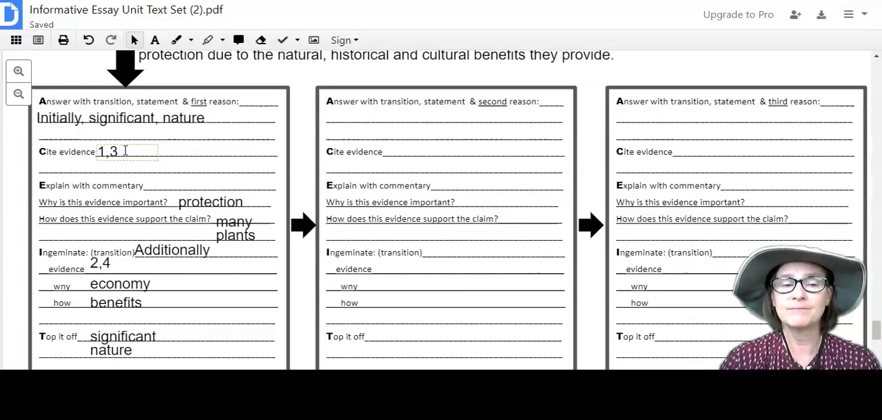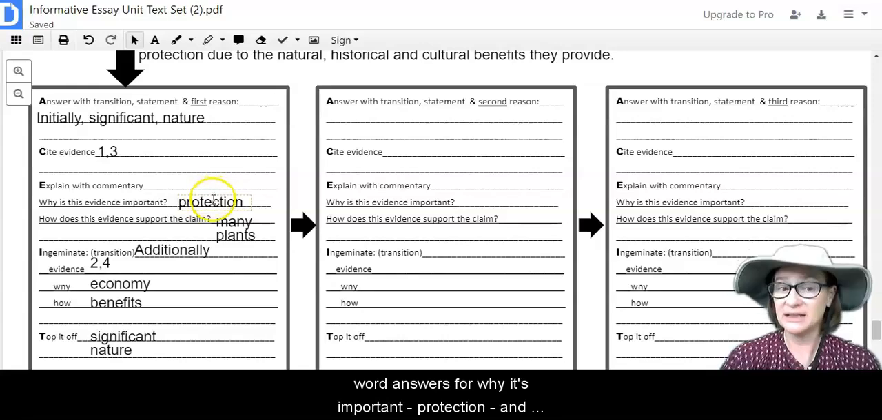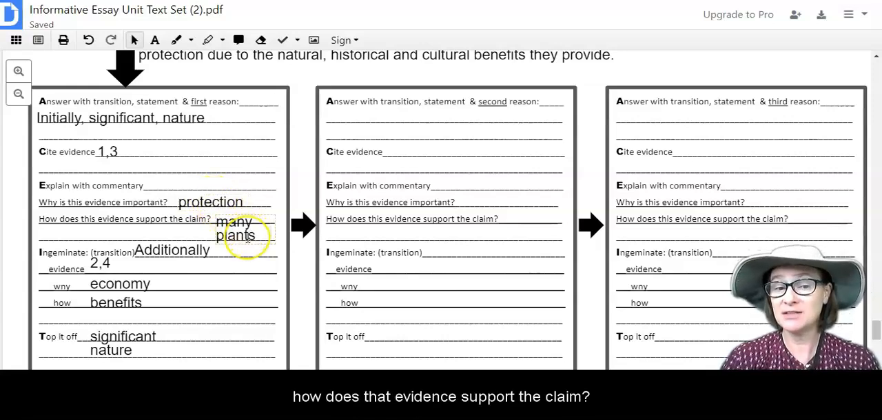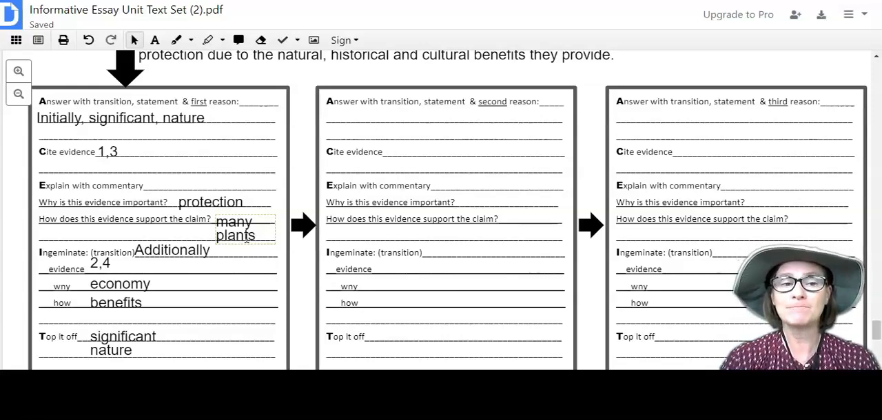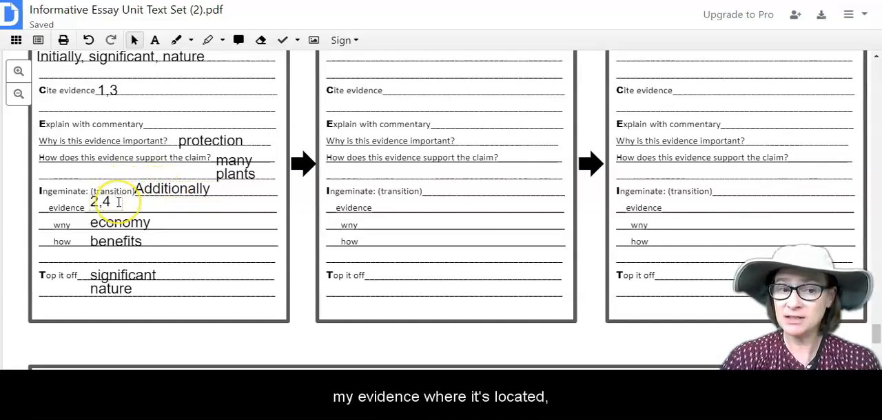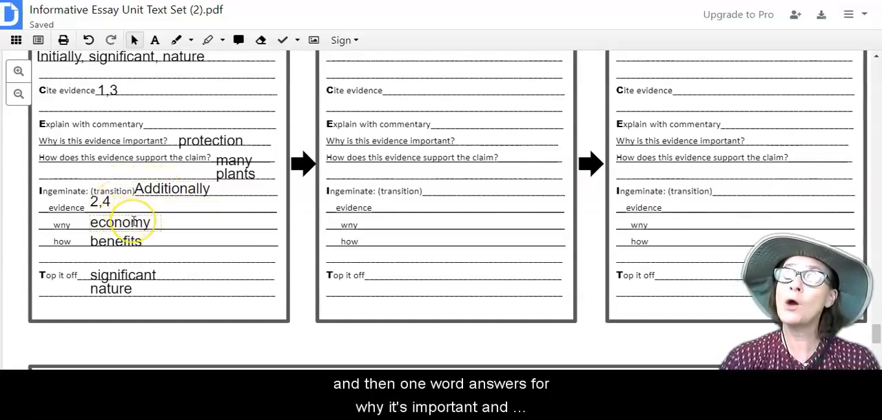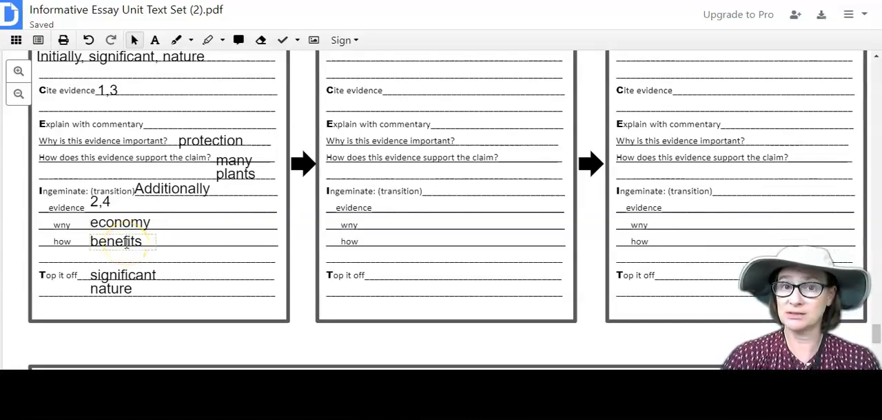Then when I explain with commentary, I try to give one-word answers for why it's important, protection, and how does that evidence support the claim? Well, the many plants support that. Then when I ingeminate, I give my transition, my evidence, where it's located, and then one-word answers for why it's important and how it supports.